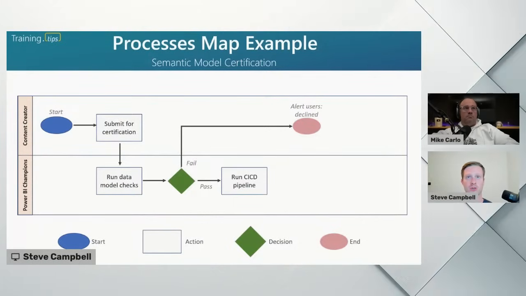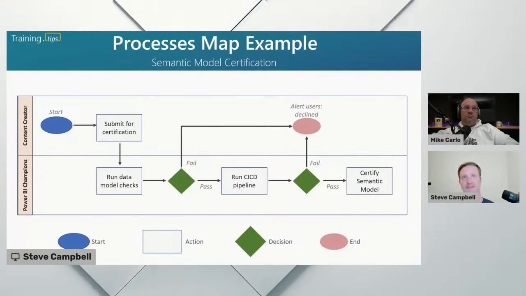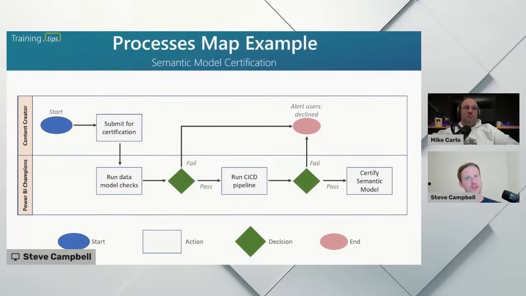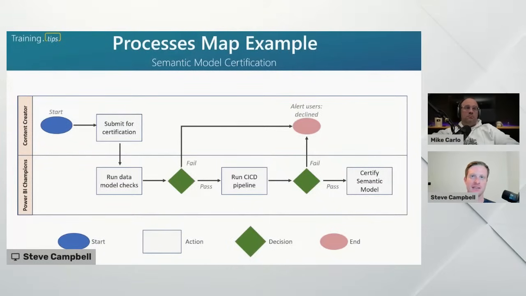If it does pass, we'll probably set up a CI/CD pipeline, or at least do some sort of testing so that we can test the data. Again, that can also fail or pass. If it fails, we say, the model was good. However, when we tested the data, when we tested the DAX, we noticed some errors. If it does pass, then we certify it.